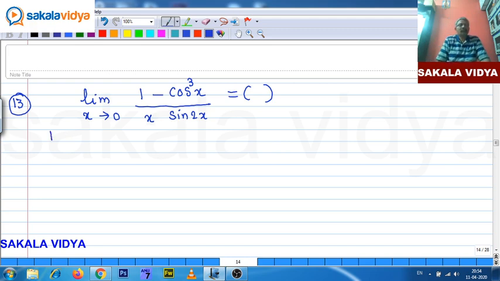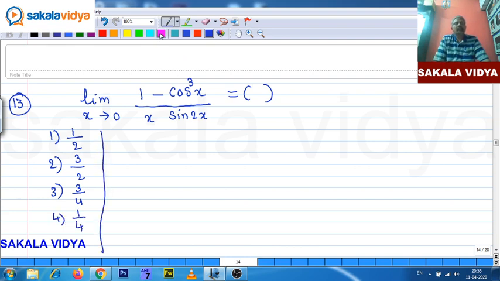First option is 1 by 2, second option is 3 by 2. Third option is 3 by 4. Fourth option is 1 by 4. Okay. Limit x tends to 0, 1 minus cos cube x by x into sin 2x equals to how much?